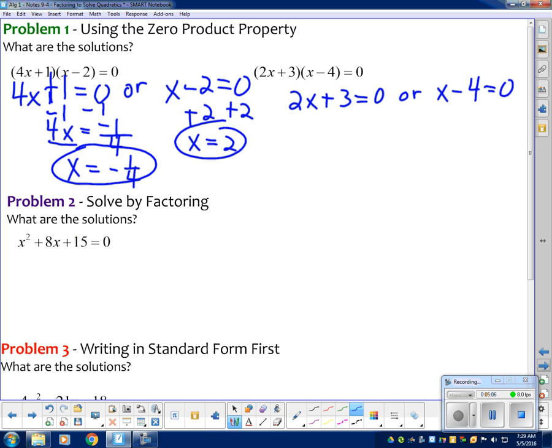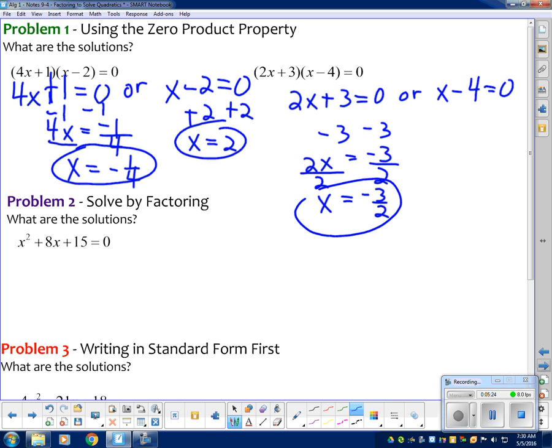This one on the left, I would subtract 3 from each side. So 2x equals negative 3. And then finally, divide each side by 2. So x equals negative 3 over 2. So one of my solutions, we'll go ahead and circle that or box it. The other one, if I add 4 to each side, I get x equals 4, and that is my other solution.